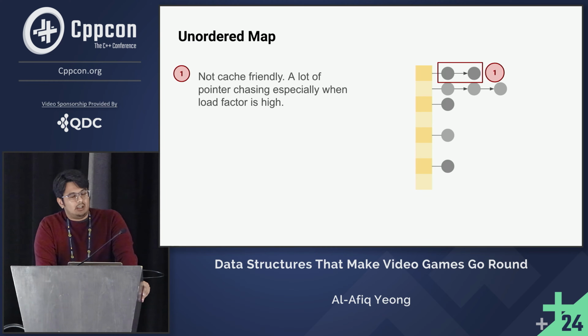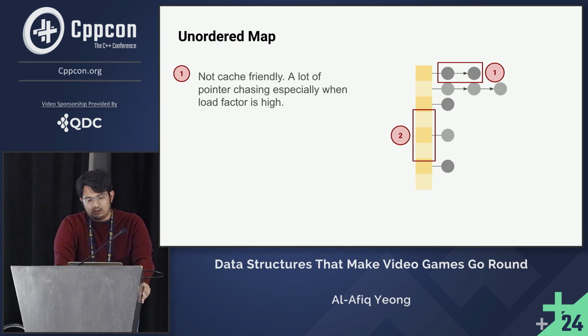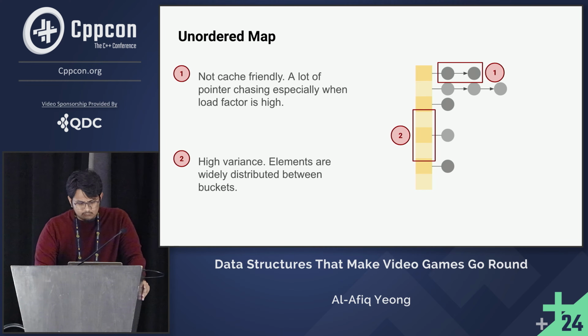So ideally, we would like to not use a linked list. The second problem with unordered_map is that we see over here that the objects are stored widely distributed inside of the array. That would mean that std::unordered_map kind of has high variance by default, right? The objects are stored widely apart.